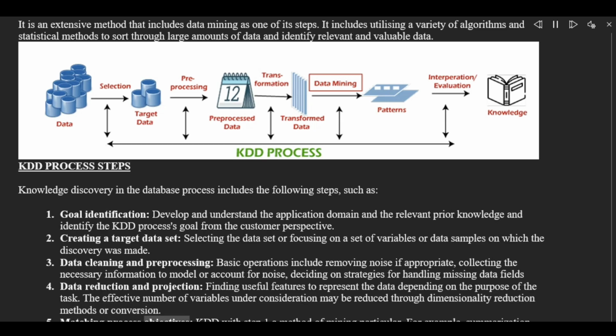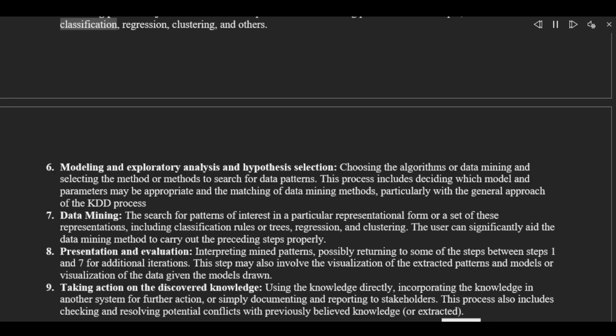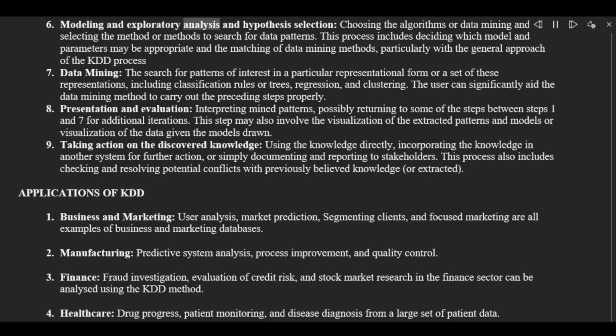Matching process objectives. KDD with step 1, a method of mining particular, for example, summarization, classification, regression, clustering, and others. Modeling and exploratory analysis and hypothesis selection: choosing the algorithms for data mining and selecting the method or methods to search for data patterns. This process includes deciding which model and parameters may be appropriate and the matching of data mining methods, particularly with the general approach of the KDD process.